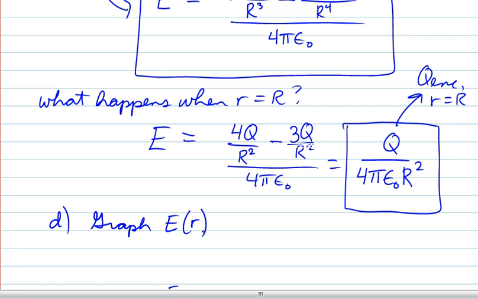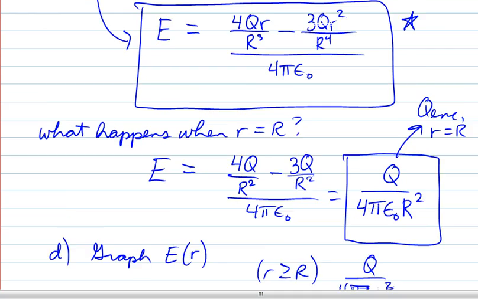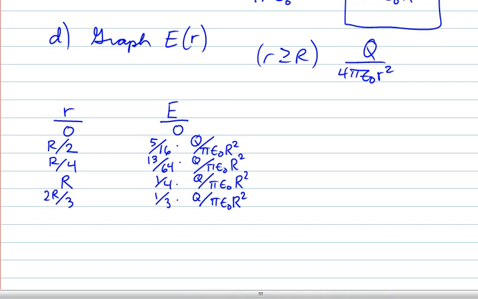And we know that once we get outside of big R, the electric field is going to reduce to Q over 4 pi epsilon naught R squared. So that's pretty easy. But when we're inside, it's a fairly complicated thing. We have to plug our radius into this expression for the electric field. I've gone ahead and done that for a couple of representative little r's in terms of big R, and then the field is written in terms of Q over pi epsilon naught R.